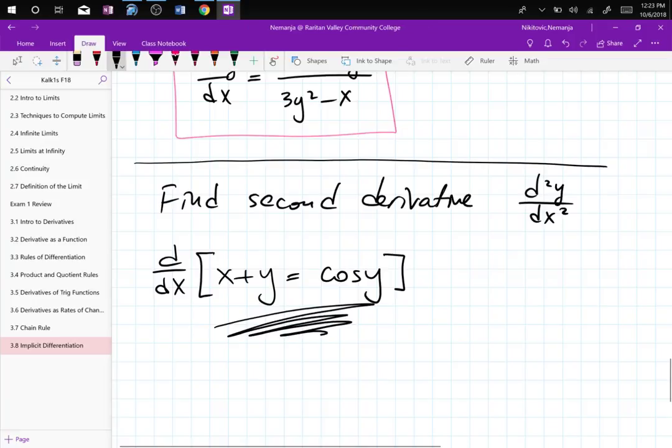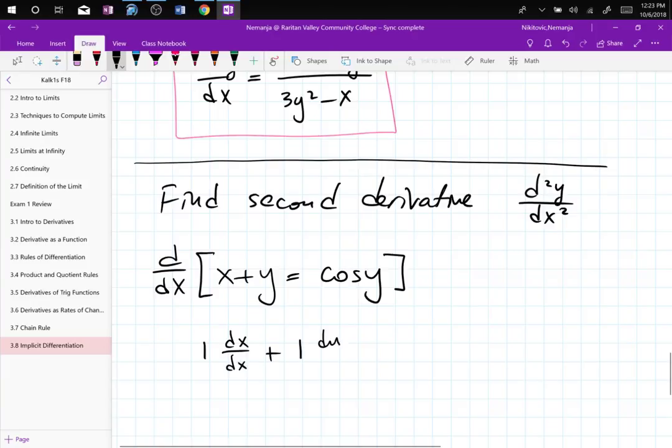I have my expression over here. When I do the first derivative of it, I'll have the first derivative. And then I have to do one more time, and we're done. So derivative of x is 1 times dx over dx, plus derivative of y is 1 times dy/dx, equals derivative of cosine is negative sine y dy/dx.